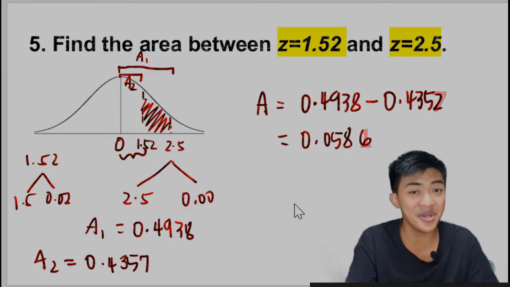Okay, so I hope nakuha. Okay, so that is all. I've shown you the many different cases if you will be getting the areas under the normal curve given the z-scores.